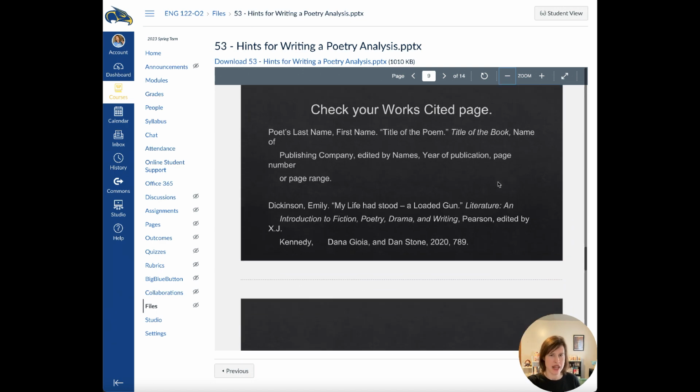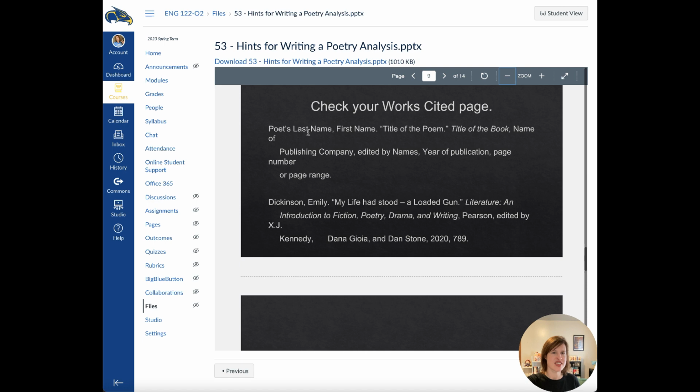And then you have your works cited page, where you'll have the poet's last name, comma, their first name, the title of the poem, the title of the book, the name of the publishing company, and then you have edited by names, years, page number, etc. So here I have Emily Dickinson. My Life Stood a Loaded Gun. And here's the text. Here is the title of the book. Here is the editor. Here are the authors, the year, and the page number.